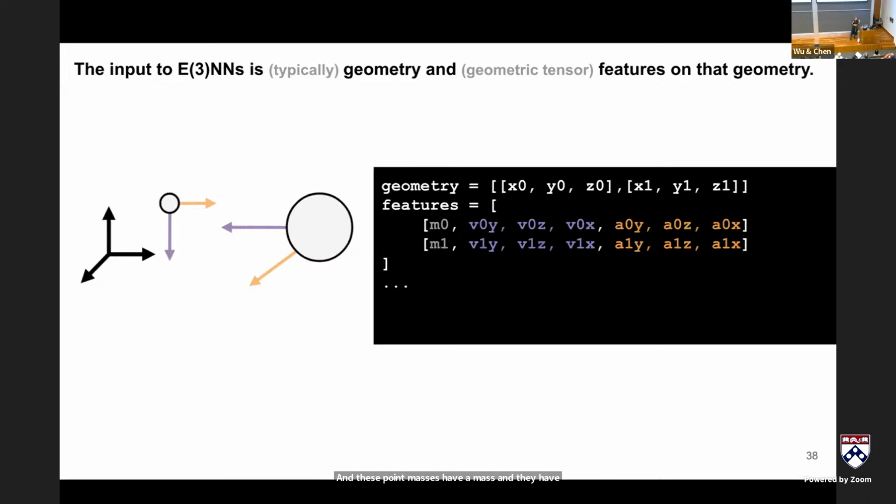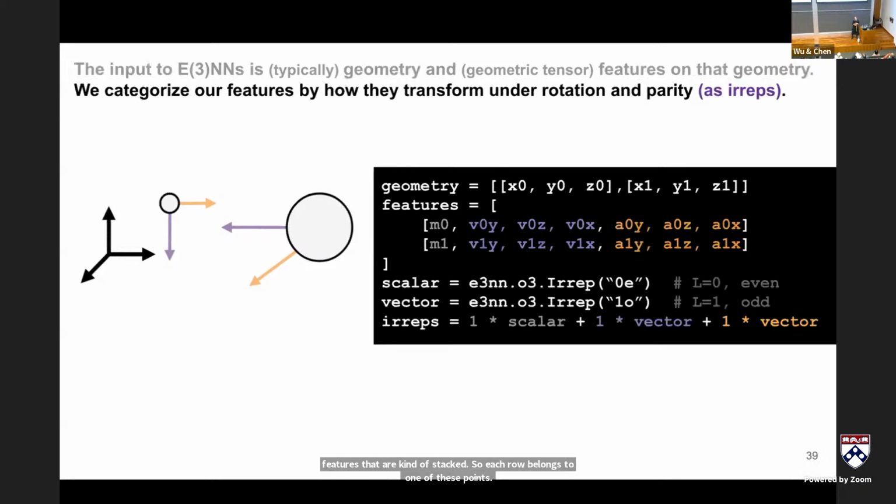So I have the geometry, their coordinates, and these features that are kind of stacked. Each row belongs to one of these points. I'm not done yet. I also have to tell the model what these features are that I gave it. How do they transform under rotation and parity? So I have to tell it, well, the first thing's a scalar, the second thing's a vector, and the next thing's a vector. In order to preserve symmetry, you first have to tell me what you gave me. So there is this specification of what your inputs are.